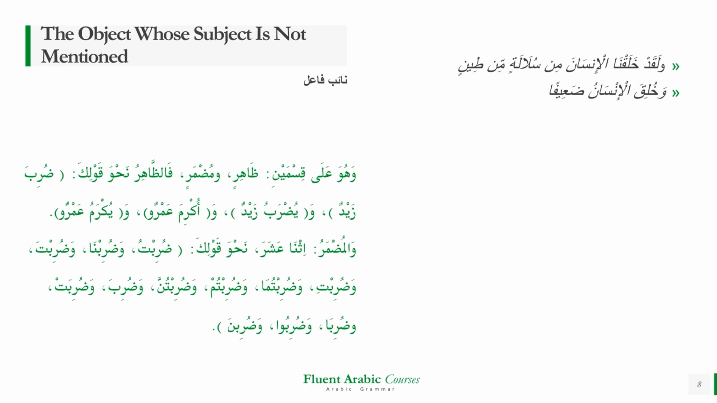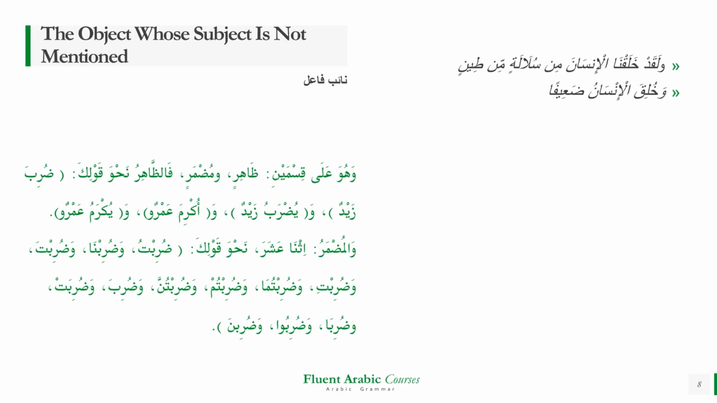وَهُوَ عَلَى قِسْمَيْنِ ظَاهِرٍ وَمُضْمَرٍ. Now this classification should sound familiar to you because we just did the same classification for the fa'il, and it is the classification to apparent and implicit, explicit and implicit. Dhahir is explicit, where the element is mentioned clearly, and mudmar is implicit, where it comes in the form of a pronoun. So how do we do this classification for na'ib fa'il?